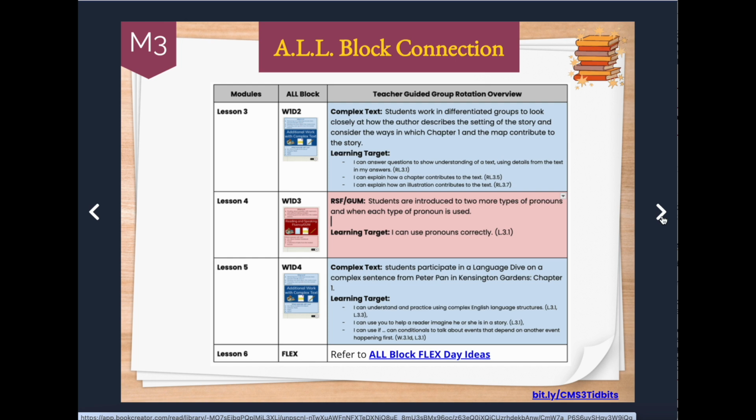Take a look at the alignment between the Module lessons and the ALL Block lessons. We continue working on components in week 1 of ALL Block, starting with complex text for lesson 3, where students work in differentiated groups to look closely at how authors describe the setting of the story and consider the ways in which chapter 1 and the map contribute to the story.